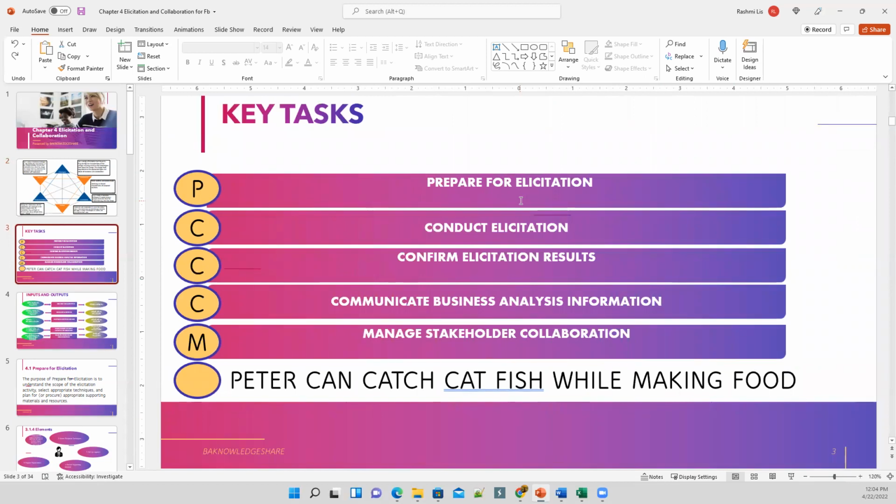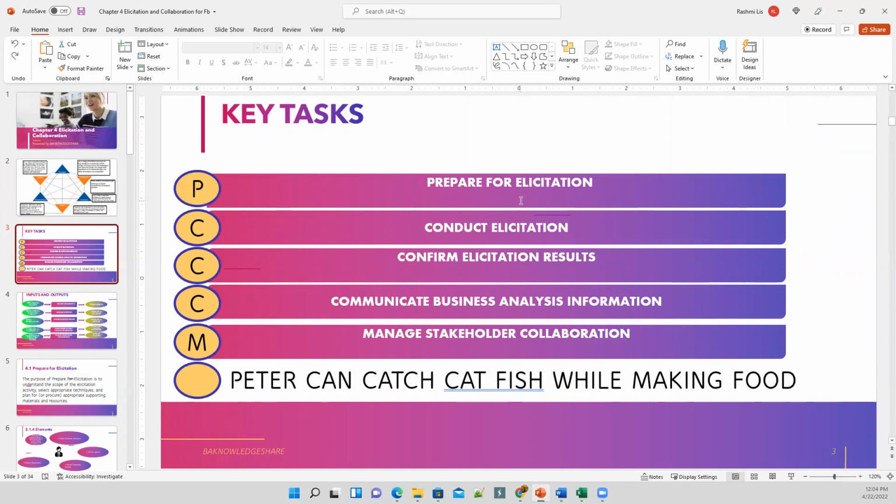Let's look at the key tasks. To remember the key tasks, the mnemonic is Peter can catch catfish while making food. P is for Peter, C is for can, the other C is for catch, the other C is for catfish. While has nothing connected to it. Making is connected to M, and food is just a random word. So the first one is P, which is prepare for elicitation. C is conduct elicitation. The other C is confirm elicitation results. The other one is communicate business analysis information. And then you have manage stakeholder collaboration.